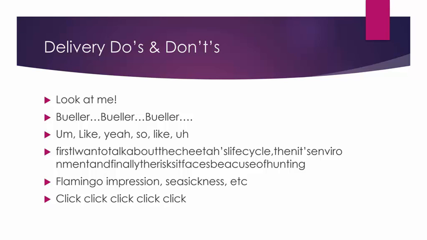But you also really have to be aware of how fast you're talking, because sometimes you can talk way too fast for people to understand. So for instance, my example here is that if I want to talk about the cheetah's life cycle and how it's environmentally friendly, then it's at risk because of hunting. Again, people are going to stop listening, and you're going to be out of breath. But you also can't speak too slowly, so find a good rate. And this is why practice is so important.